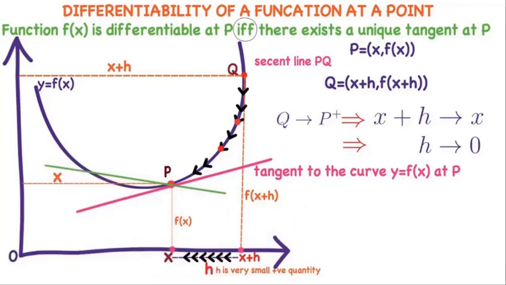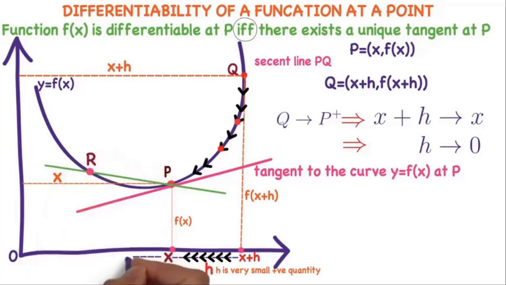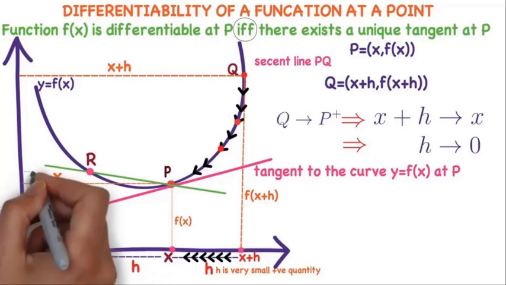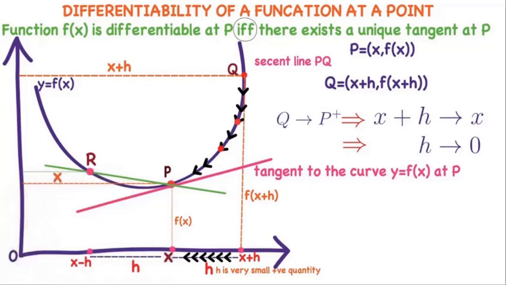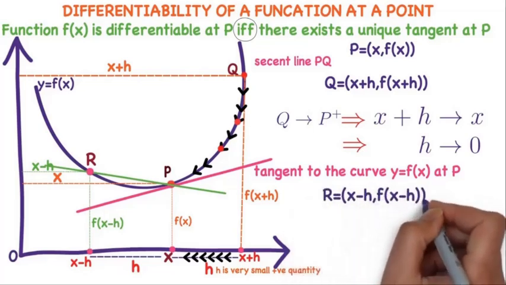Now observe the diagram. Take another point R on this curve. Now you can see the secant line PR. Observe towards the left of it. R is at a distance of h units to the left. Now what is R? R is at a distance of x minus h units from the origin. So this length is x minus h. Now what is this length? The length is f of x minus h. From the diagram it can be understood easily. So R will be x minus h comma f of x minus h.